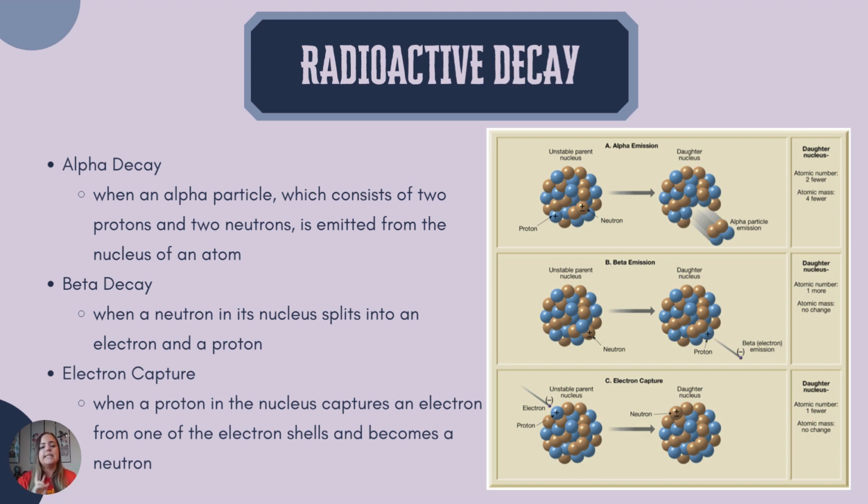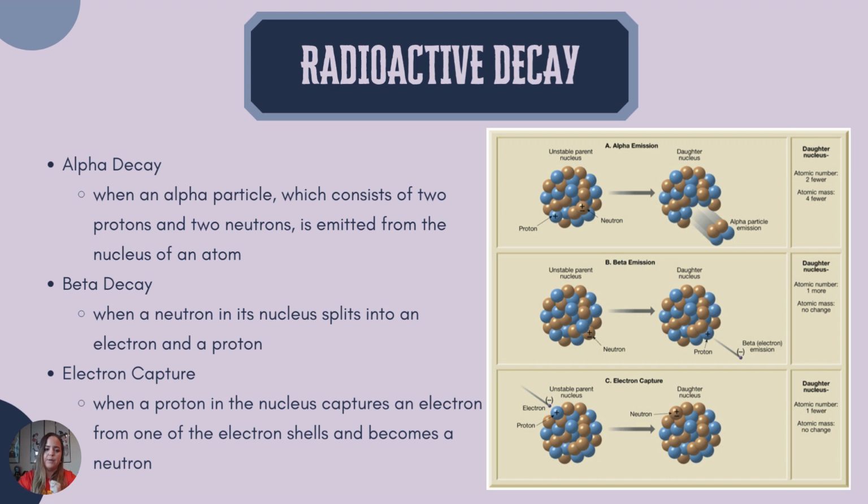The second way this can happen is through beta decay or beta emission, which is type B in that diagram. This happens when a neutron in the nucleus splits into an electron and a proton, and so you see the emission of that from the nucleus. Your unstable parent atom became this more stable daughter product by the emission of an electron and a proton.